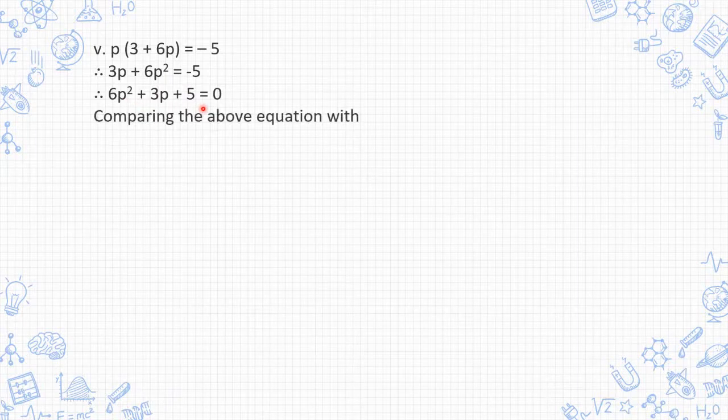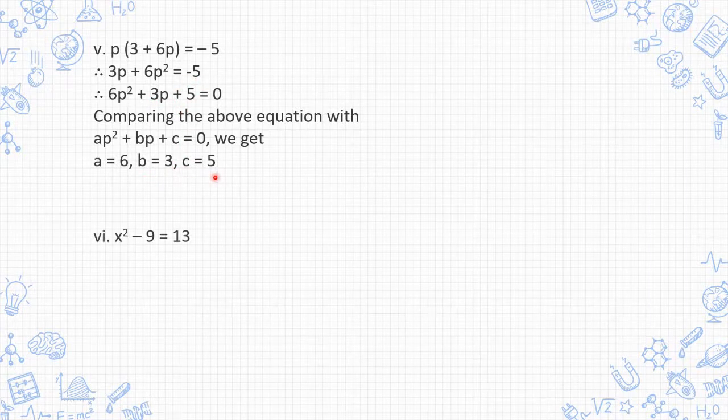Now if I compare the above equation with the general form, we get coefficient of p square is 6, so a is 6, coefficient of p is 3, so b is equal to 3, and the last constant term is 5, so c is equal to 5.